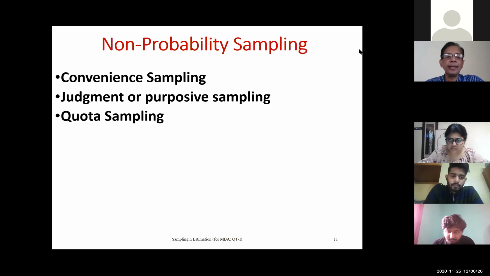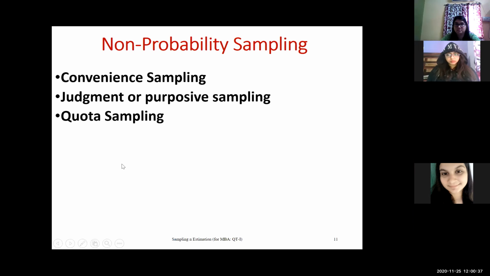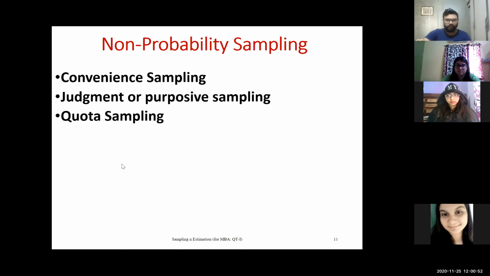Can anybody very quickly, any volunteer, define the three non-probability sampling methods in one sentence each? Any volunteer? Please save time. Nisi, please. So convenience sampling is where a sample is not randomly selected. Judgment sampling is when we choose the best suited sample as per our need. And quota sampling is when we choose from the fixed reservation of the total sample.